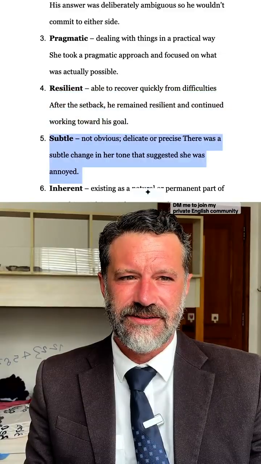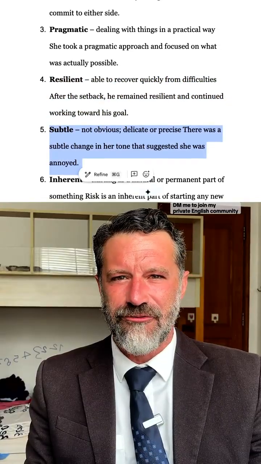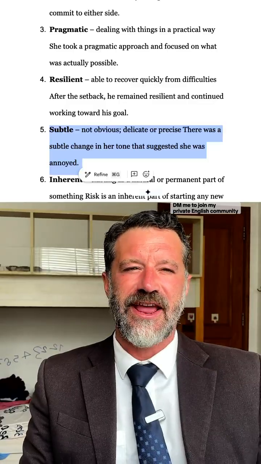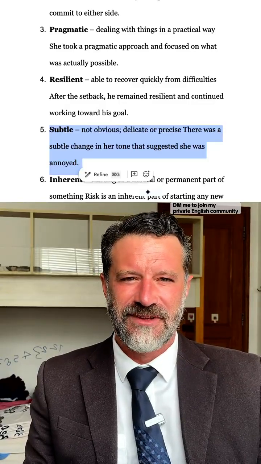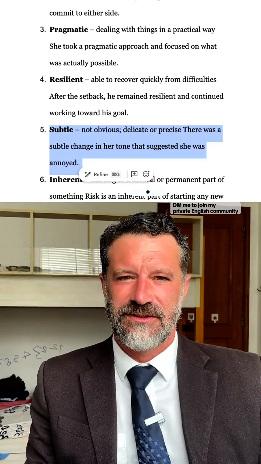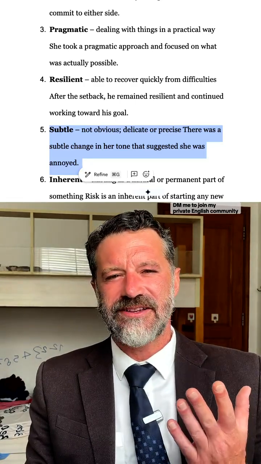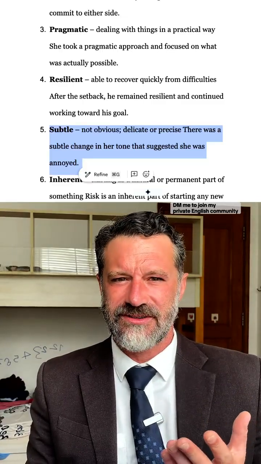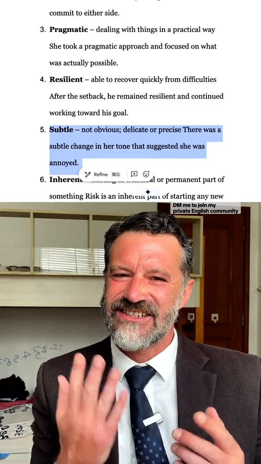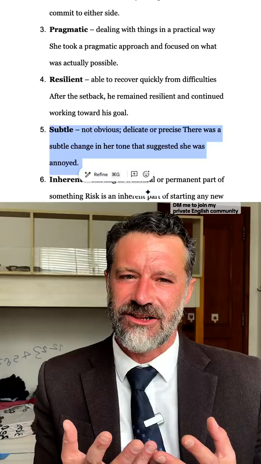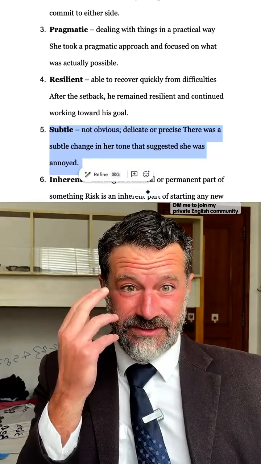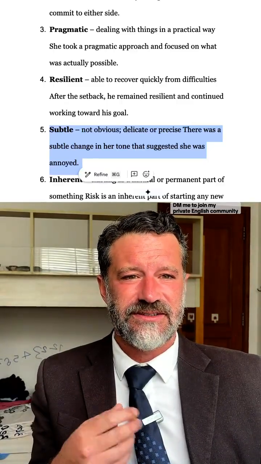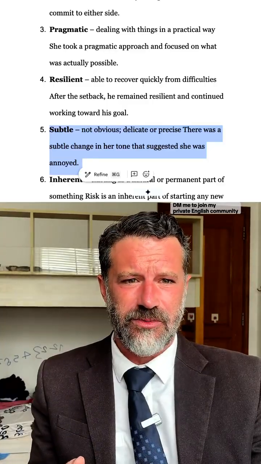Let's see. Moving on, number 5. Learn some new vocabulary today, if you're learning vocabulary. Next word is subtle. I don't know why there is a B and a T in this word. You don't pronounce the B or the T. It's like a D. Subtle. Subtle means not obvious, delicate, or precise. It does mean delicate or precise, right?